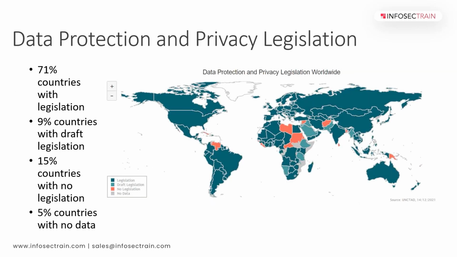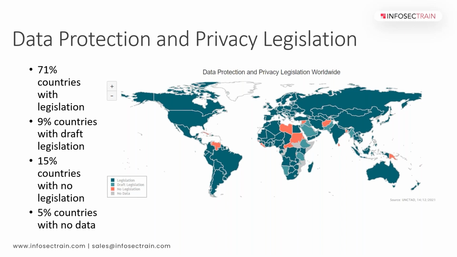So this is the first one, data protection, what we talk about. Across the world, 71% of countries have some legislation. 9% of the countries are still in draft. Then 15% of countries have no legislation, and 5% of countries don't even have data. So 80% of countries have data protection laws in some way or other. Some countries have started very seriously, and some countries have just started doing it.